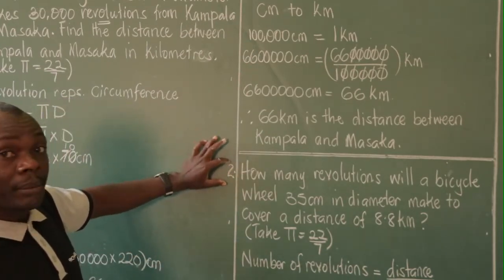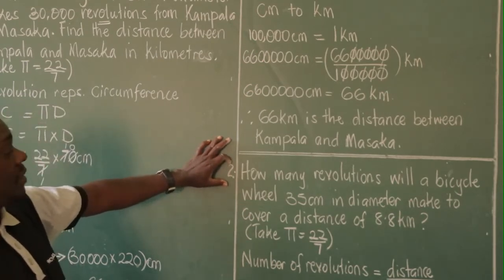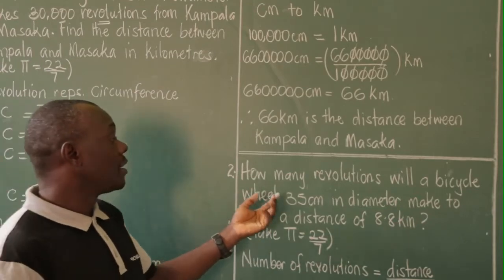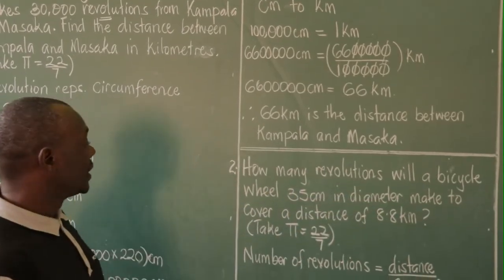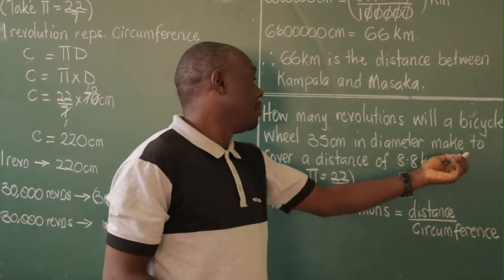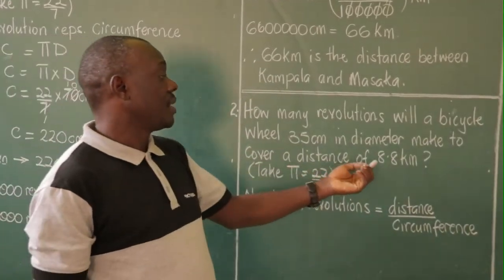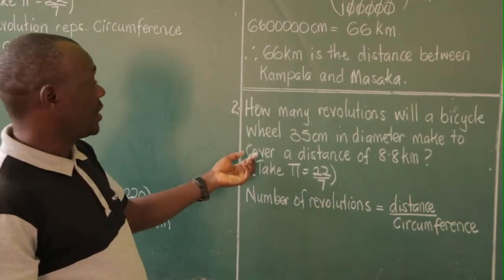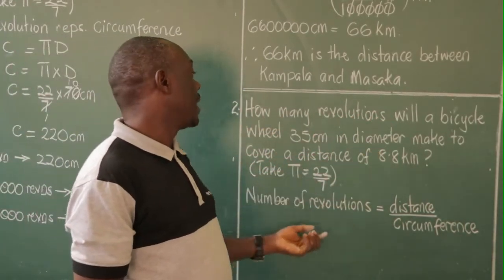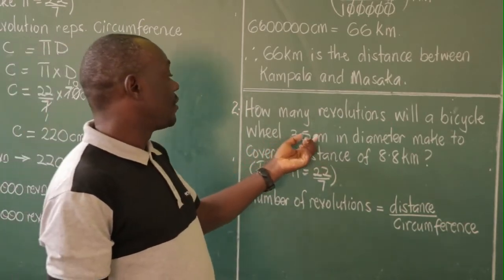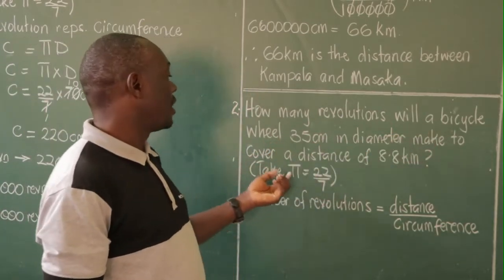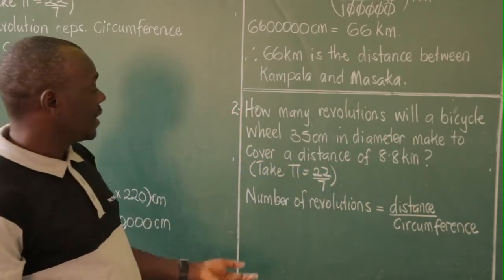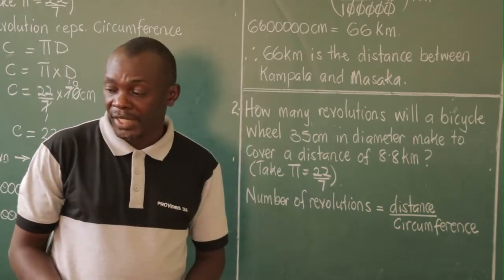Then example number 2 reads, how many revolutions will a bicycle wheel, 35 centimeters in diameter, make to cover a distance of 8.8 kilometers? Question reads, how many revolutions will a bicycle wheel, 35 centimeters in diameter, make to cover a distance of 8.8 kilometers? Take pi as 22 out of 7.